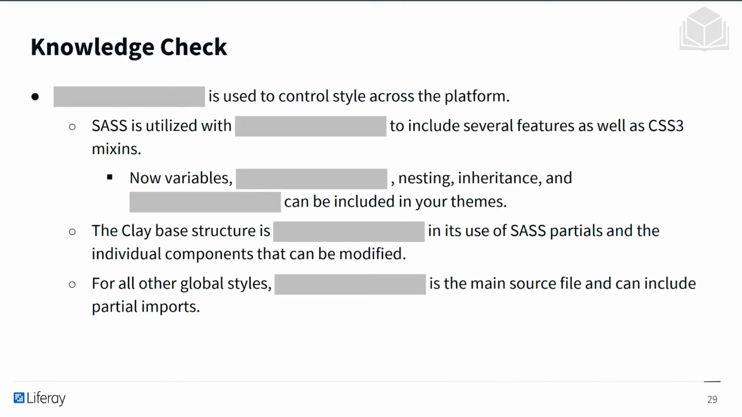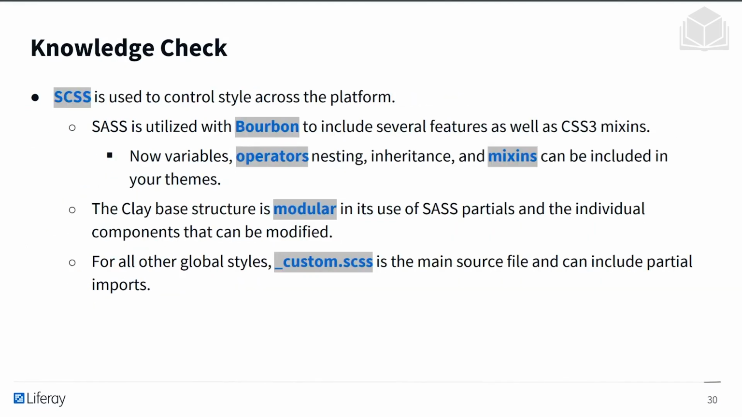The knowledge check. SCSS is used to control style across the platform. SASS is used with Bourbon to include several features as well as CSS3 mixins. Now, variables, operators, nesting, inheritance, and mixins can be included in your themes. The clay-based structure is modular in its use of SASS partials and the individual components that can be modified. And for all other global styles, the custom partial is the main source file and can include other partial imports.